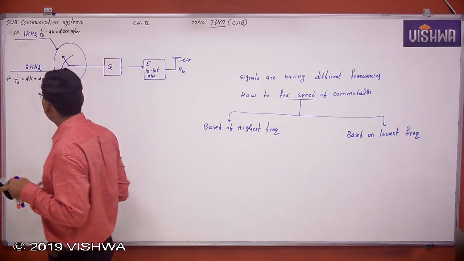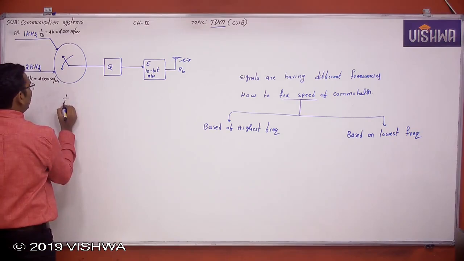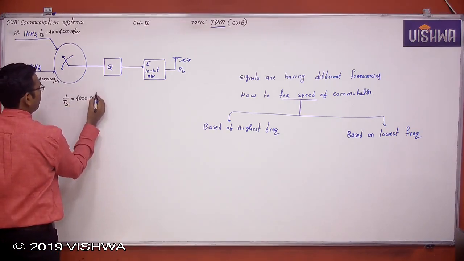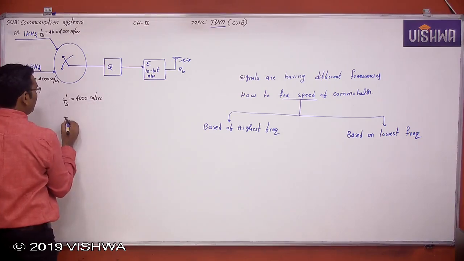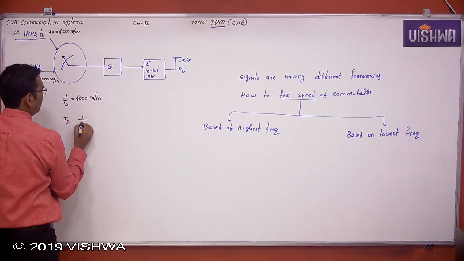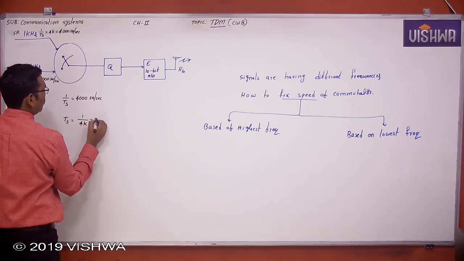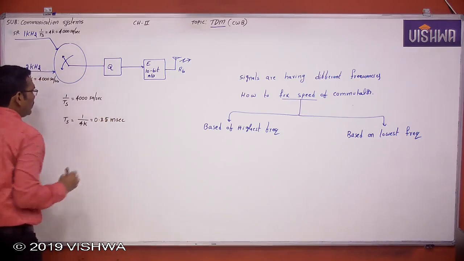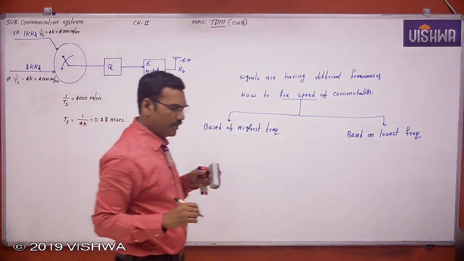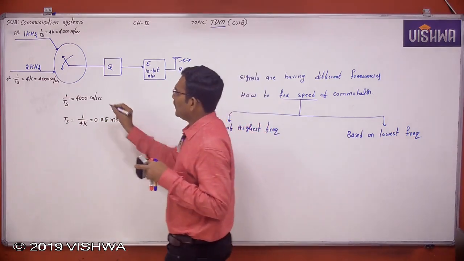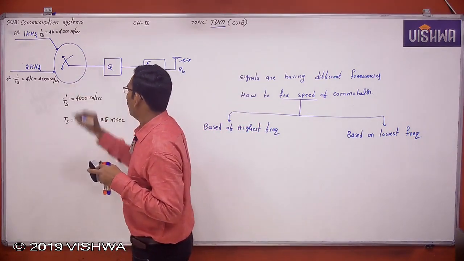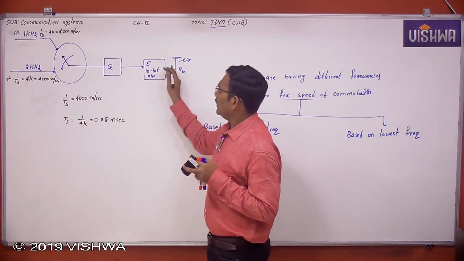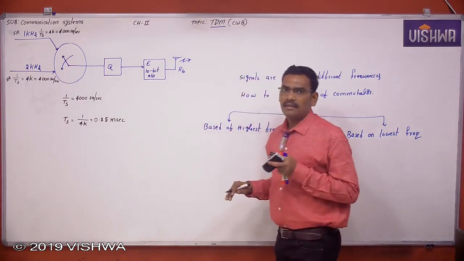Therefore, what is the speed of the commutator? 1 by Ts equals 4000 samples per second. Therefore, Ts equals 1 by 4 kilo, which is 0.25 millisecond. So Ts equal to 0.25 milliseconds is the speed of the commutator. Now this is followed by quantization and encoding into a 10-bit PCM system.